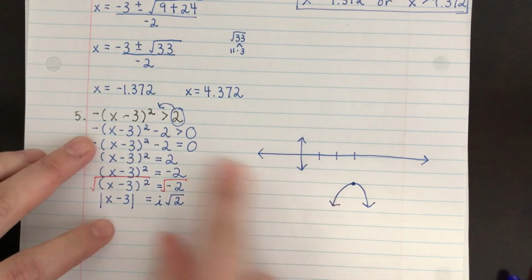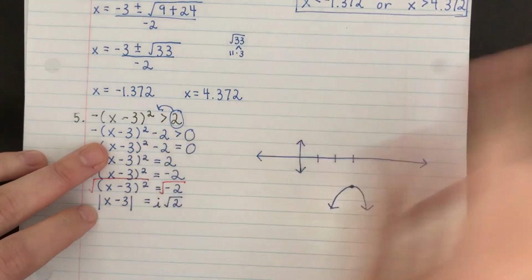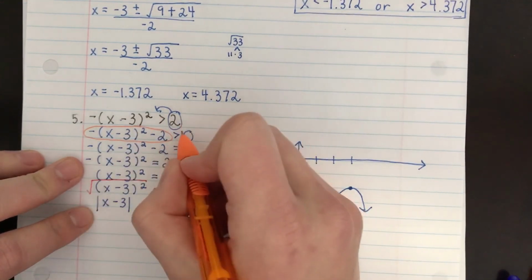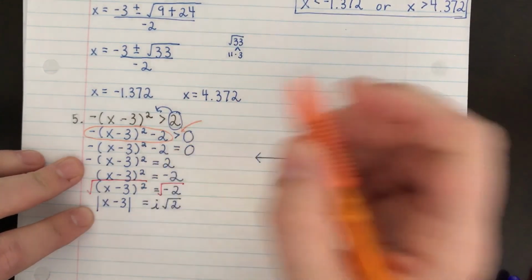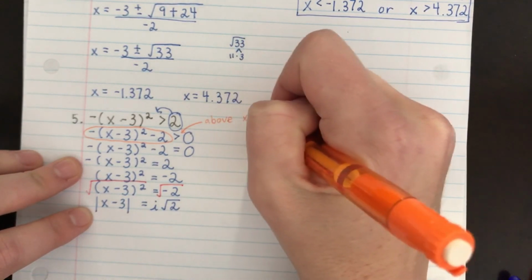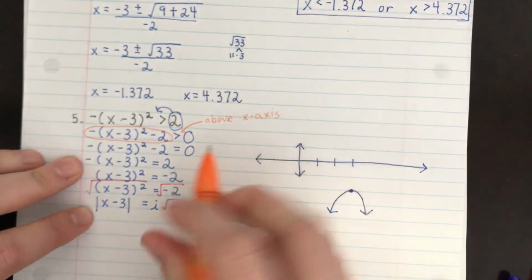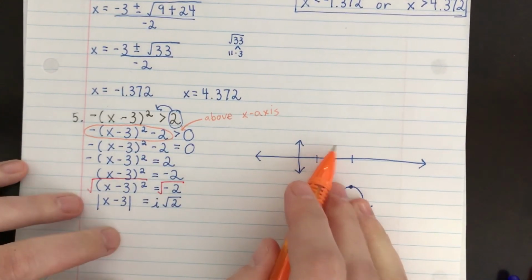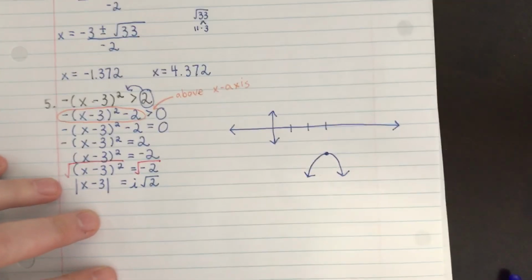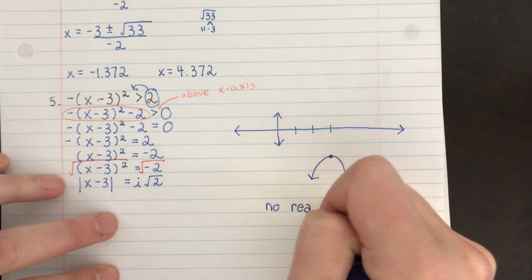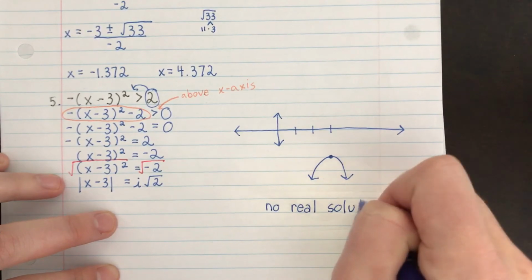But still, we have to solve the problem. The problem is asking, what does that symbol there stand for? Above the x-axis. When is it above the x-axis? Greater than means above. When is this graph above the x-axis? Never. It's never above the x-axis. So you would say no real solutions.